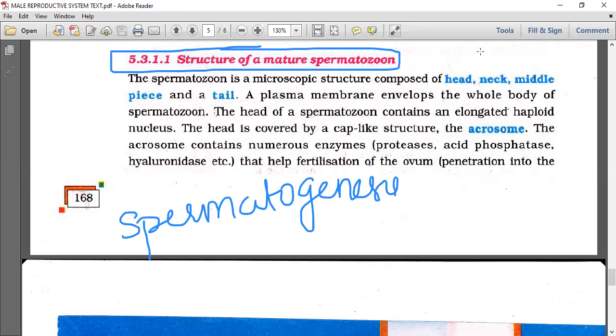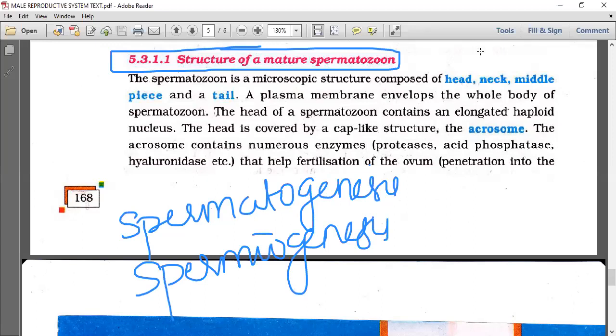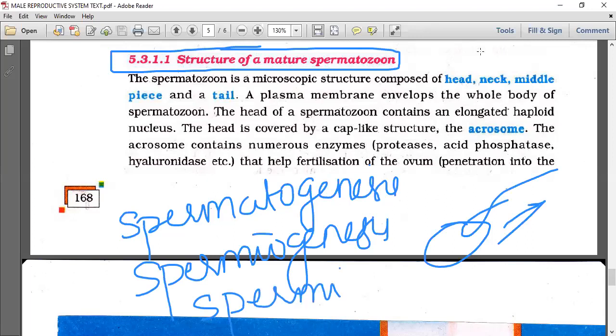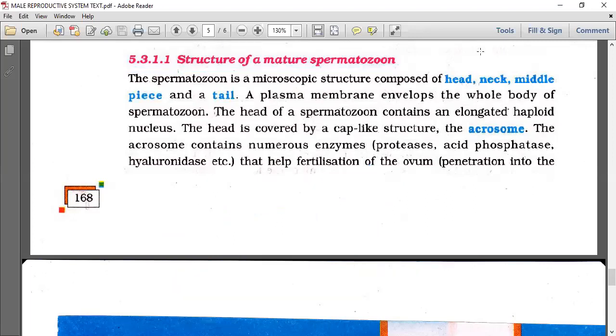The spermatid develops into spermatozoa, and we call the process spermiogenesis. Then the sperms which are embedded in the Sertoli cells are released out, and we call the process spermiation. Just revising here to understand much better. So finally, spermatozoon is formed.